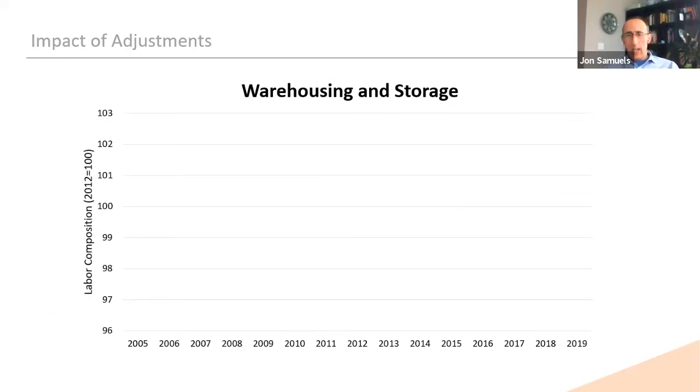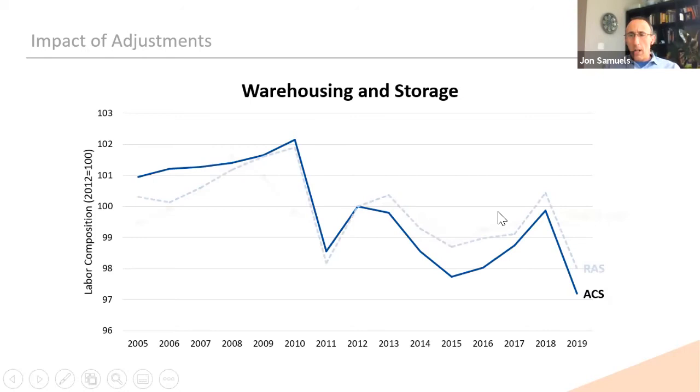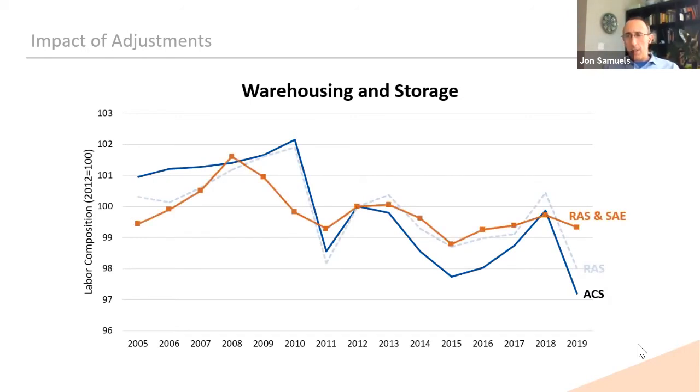Just to give you an idea of the impact of these adjustments, I'm just going to pick out one industry here, and this is the warehousing and storage industry. And I'm going to compare three methods of estimating labor composition where they differ only based on the data set that's used. The dark blue line here is an estimate of the change in labor composition over time using only the American Community Survey. And you can see that this is pretty volatile.